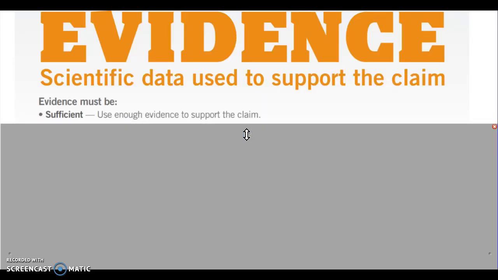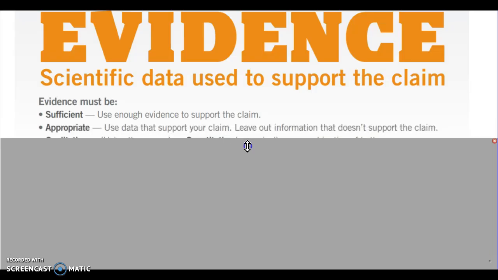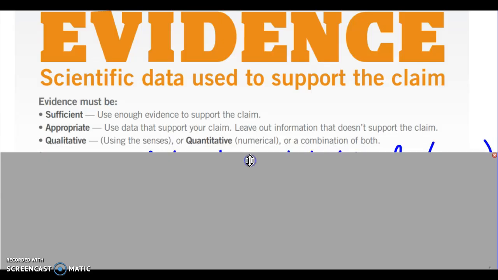Next up, we have the evidence. So evidence is our scientific data that's used to support the claim. We need to think about the evidence in three ways. First of all, the evidence must be sufficient. So it has to be enough evidence to support the claim itself. It needs to be appropriate. So you have to use data that supports your claim and just leave out the extra stuff that doesn't support the claim that you have made. Also, and lastly, you have to use qualitative or quantitative data or a combo of both.